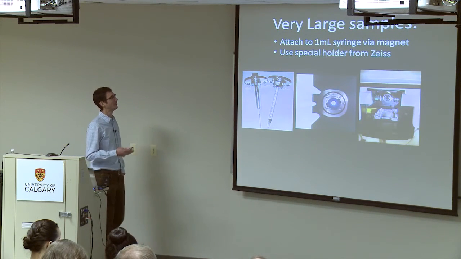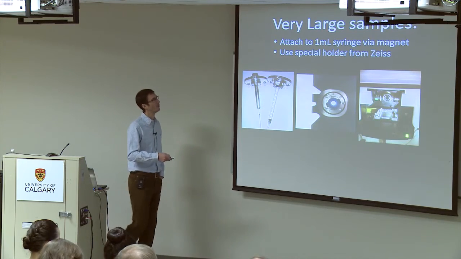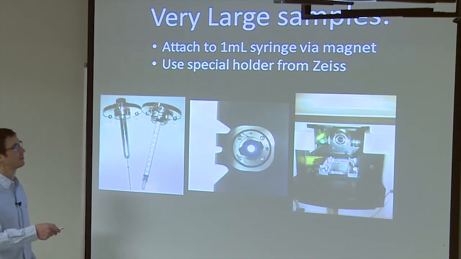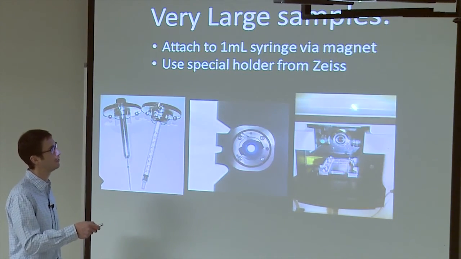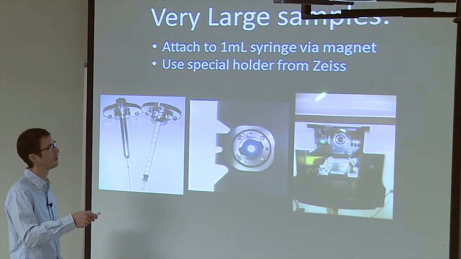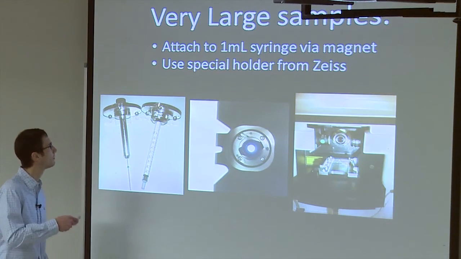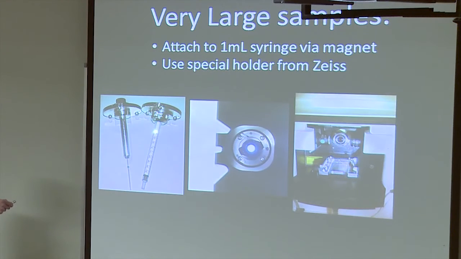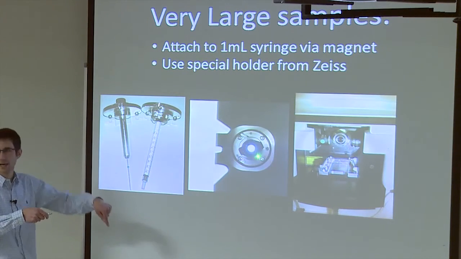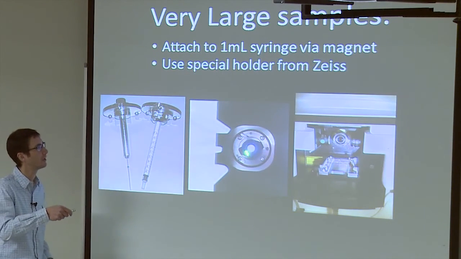Now, if you have a very large sample, so I showed you this image earlier of the inside of the microscope. What I didn't show you is what's going on up here. So there's another little door at the top here that you lift up, and you drop this syringe or glass capillary down into the microscope. So this is looking down from the top through that little door.